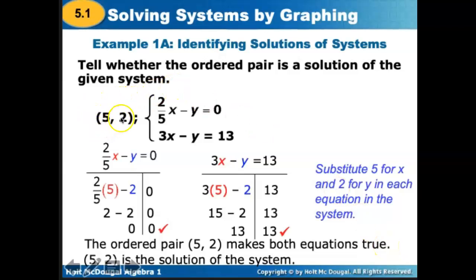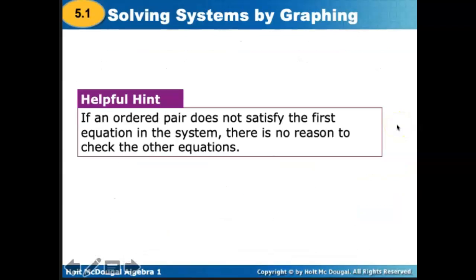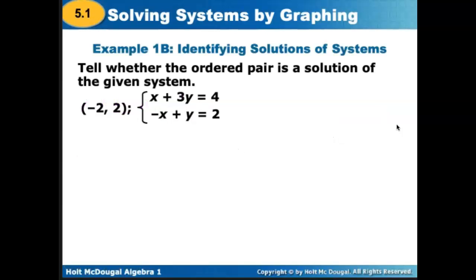So this is what, if you were to graph it, this is your point, (5, 2), where the two lines would intersect. If an ordered pair does not satisfy the first equation in the system, then you don't need to try it on the second one because it's not going to be a solution.